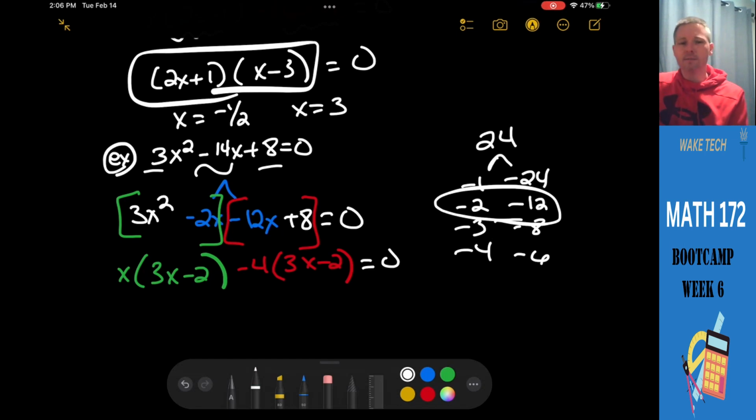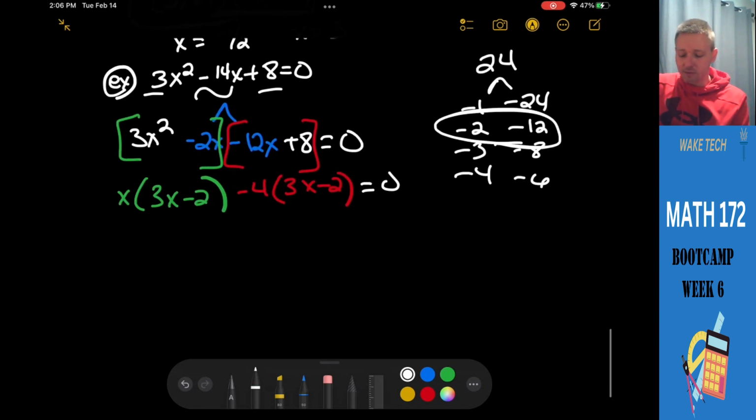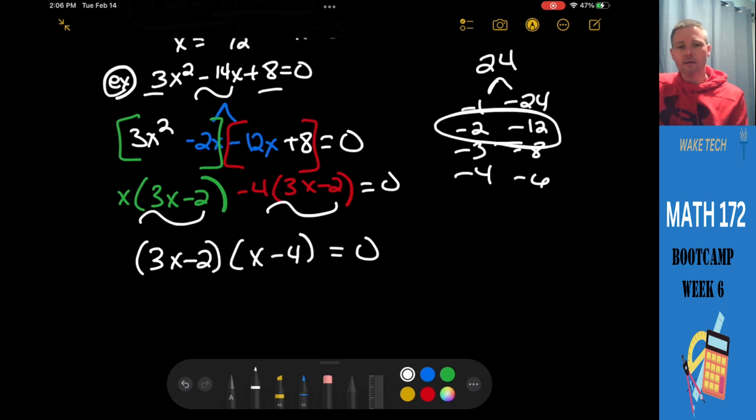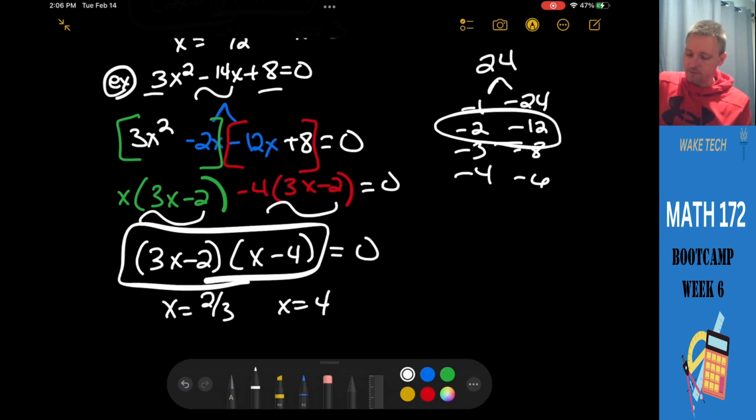Hopefully at this point, what's in the parentheses matches. It should, in order for us to continue using grouping. These should match, but they are actually the common factor now between the two terms. So this factors into 3x minus 2 times x minus 4. To solve, we'd set them equal to 0. That would give us x equals 2/3 and x equals 4. But the factoring is there.